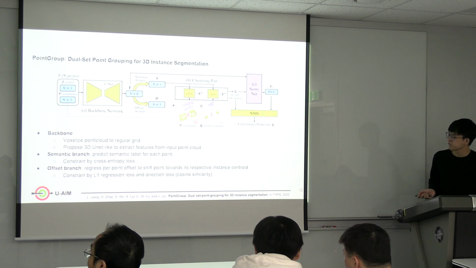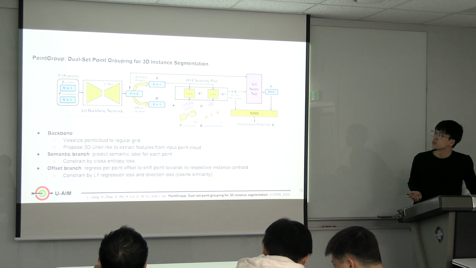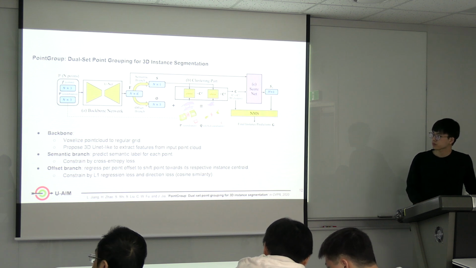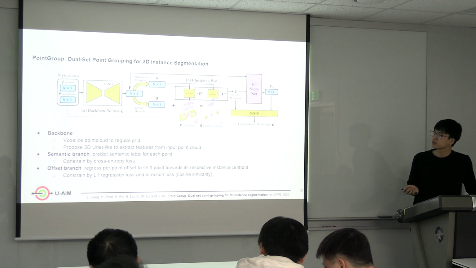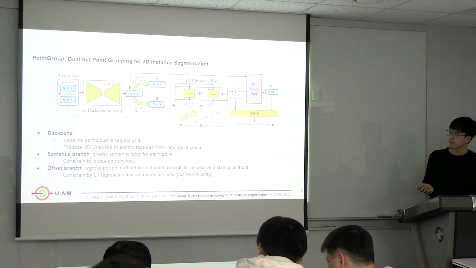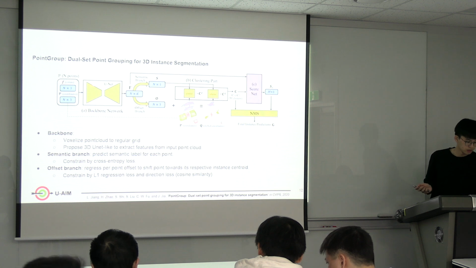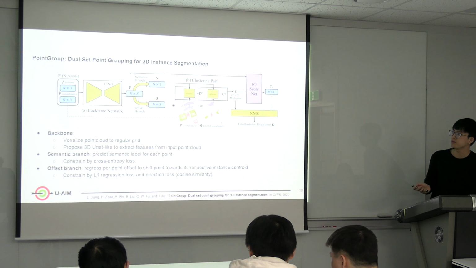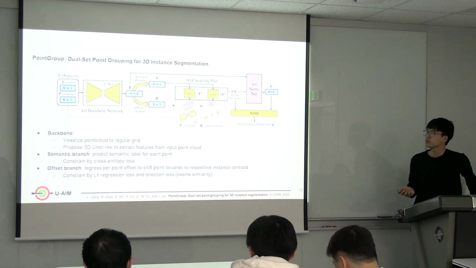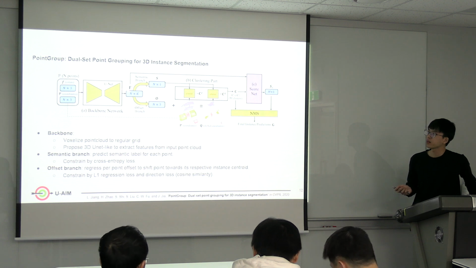This was published in CVPR 2020. So how do they do the clustering by method? First, they have the backbone network here. The input will be the color and the coordinate for each point. The backbone here is the ResUNet-like network.